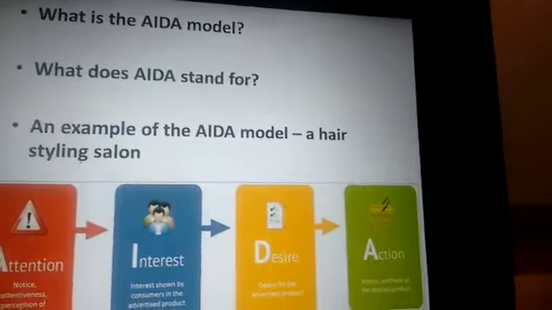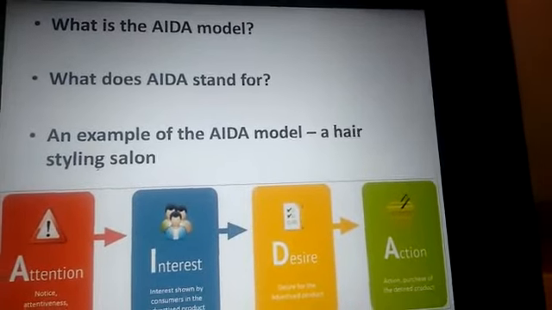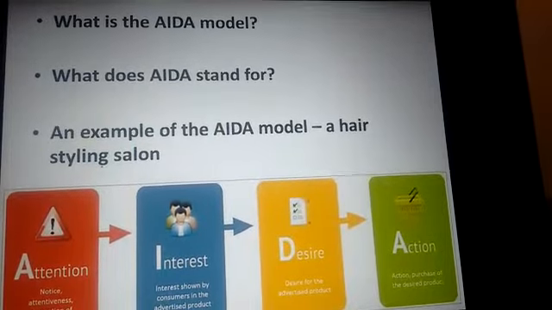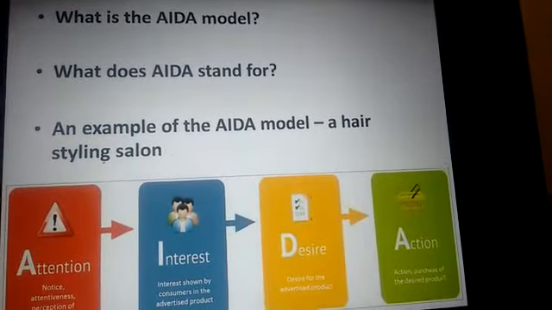So you can understand what the AIDA model is, how to use AIDA, and what AIDA stands for.